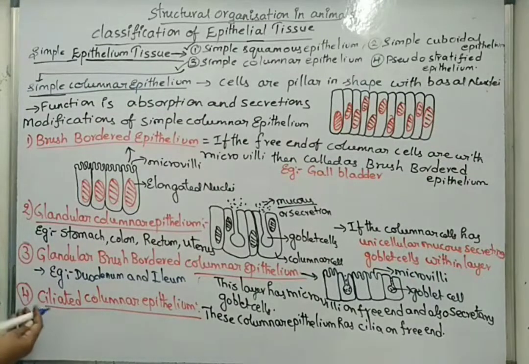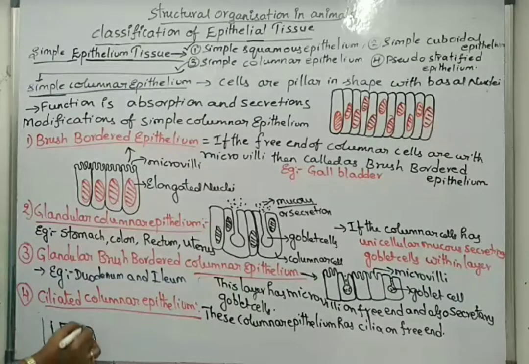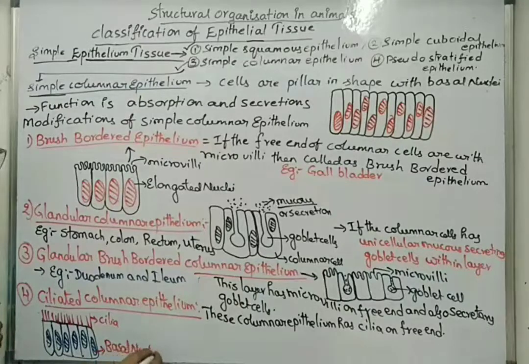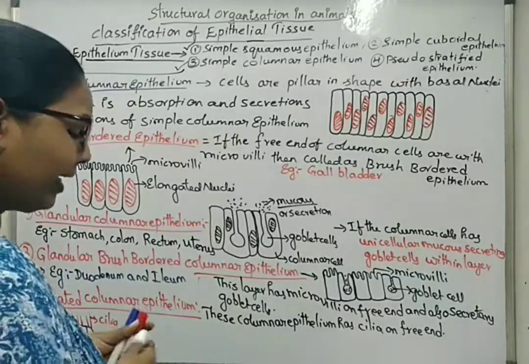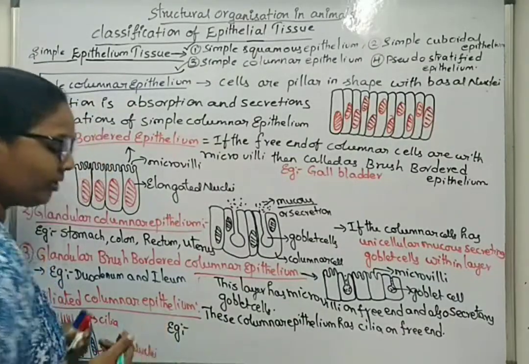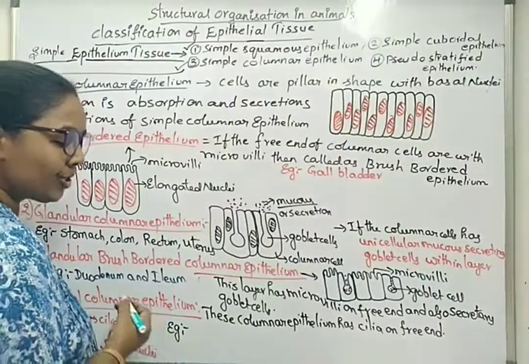If we go for the diagrammatic representation, these are elongated nuclei at the base, and cilia will be present at the free end. So these can be labeled as cilia. This is the basal nuclei. What are the examples according to NCERT? According to NCERT, examples are the fallopian tubes and bronchioles.